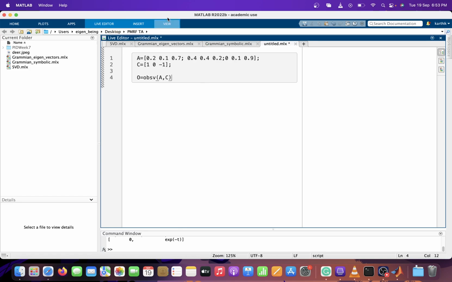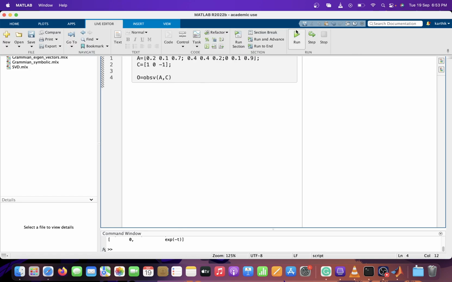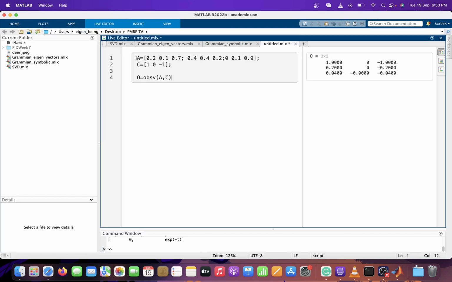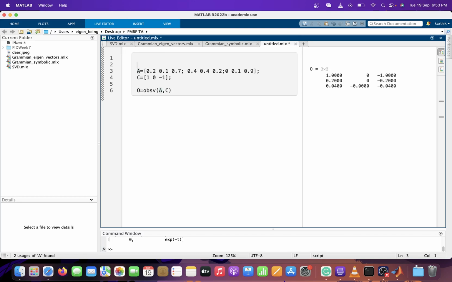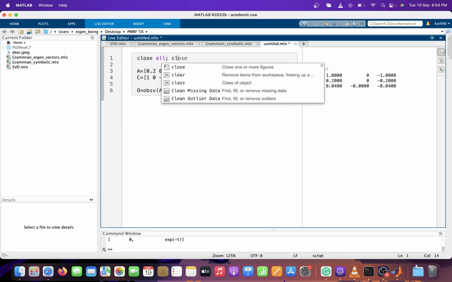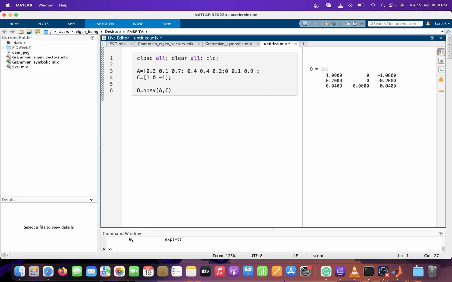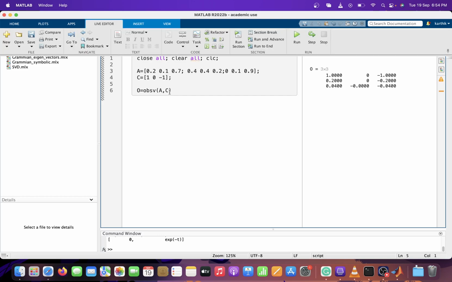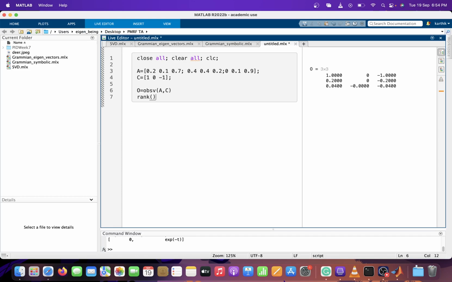Maybe I'll just remove this semicolon so that you can print. Okay, so this is my observability matrix. Now the rank of O, I'll print that also. Rank of O is 1, which means there are two unobservable states.